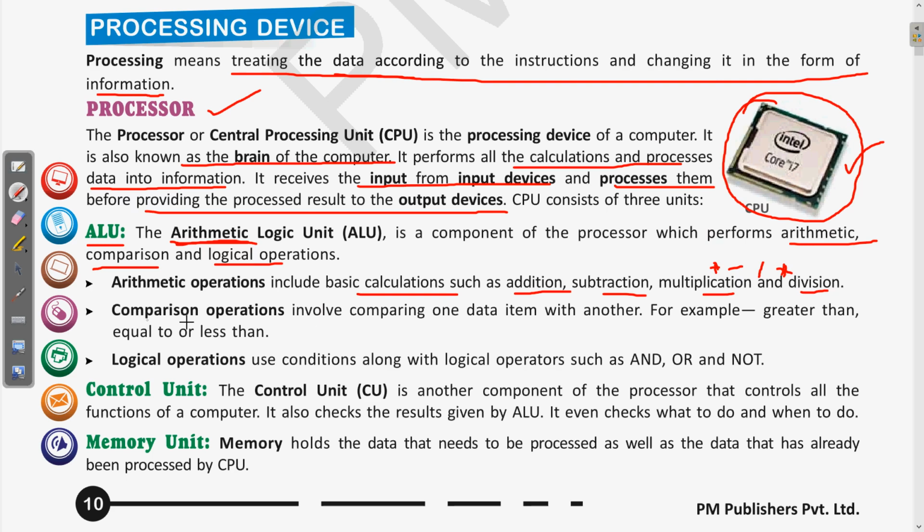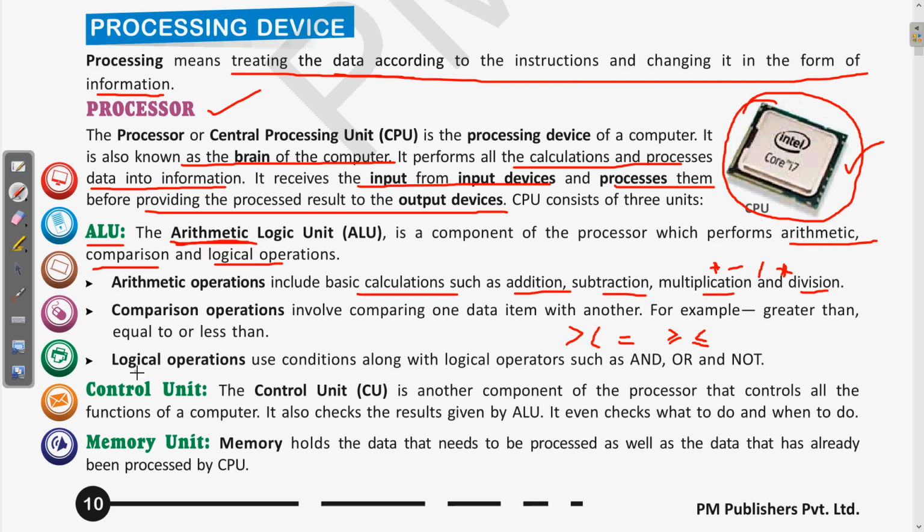Then we have the comparison operators. As you know, greater than, less than, equal to, greater than or equal to. Clear? I hope we use these in mathematics for comparison. So these are all the comparison operators, and they are part of the ALU. Using the ALU you can compare different numbers and different types of data. So this is the role of the ALU, the comparison operators.